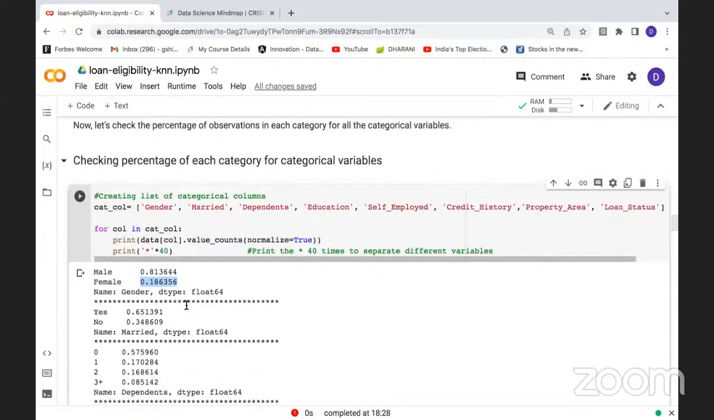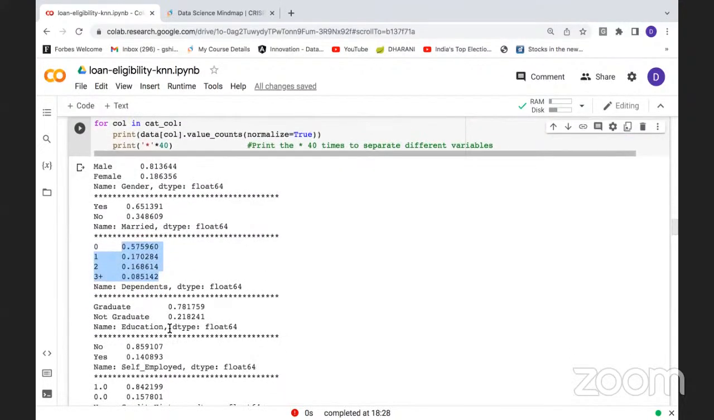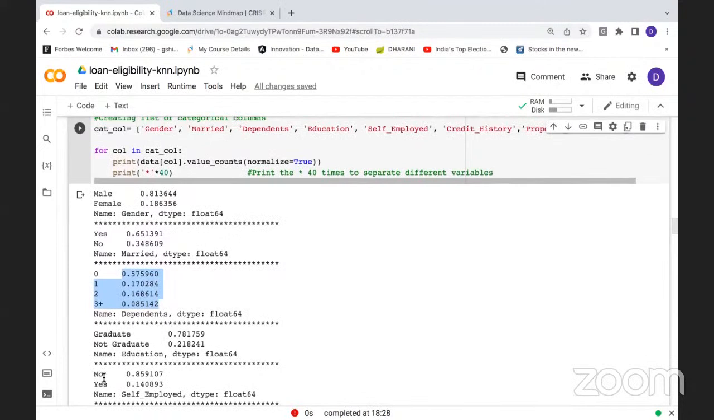Again, you go to every particular column, married. How many people are married, not married? So married people are more, not married people are very, very less. Dependents: 0 dependents, 1 dependent, 2 dependents, more than 3 dependents. This is a percentage, a proportion of people falling in that particular range. Educated, not educated, that is graduate or not graduate. So most of the people are graduates only here.